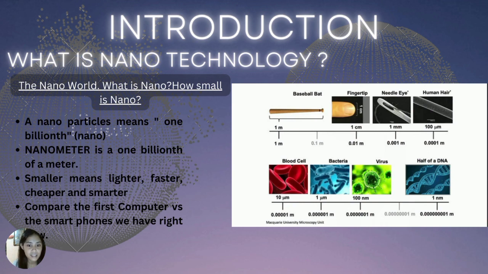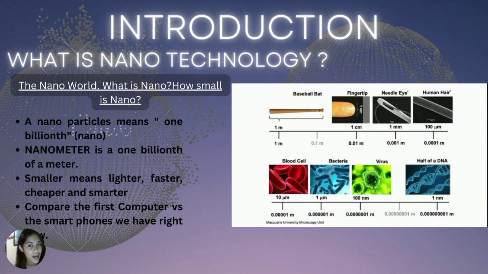These red blood cells, bacteria, viruses, and DNA, we cannot see with our naked eye. We need a high-powered electron microscope in order to view these microbes, this little life. We need an instrument to view these, and that is the nano world.